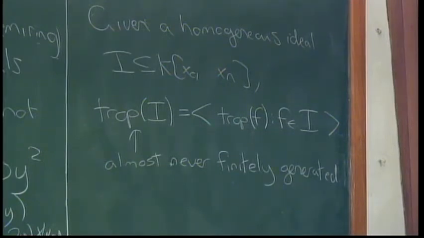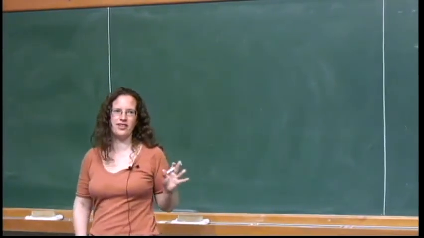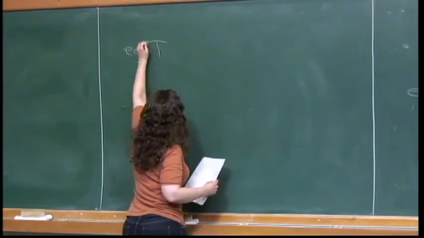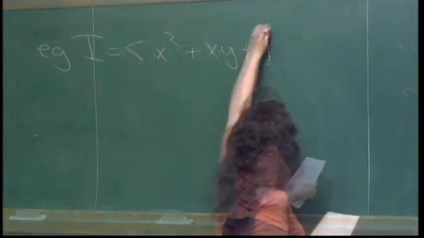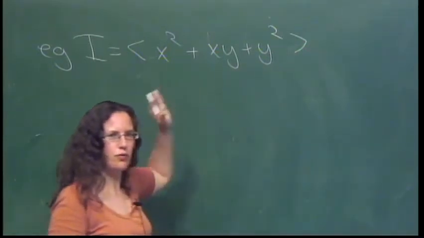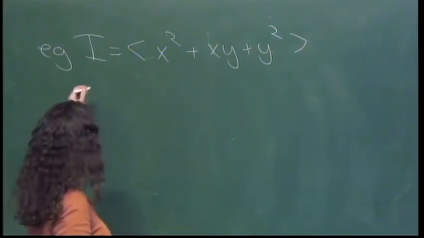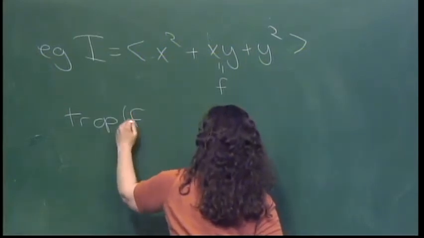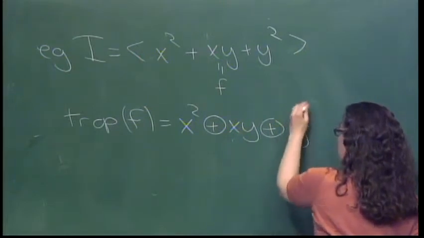So what I want to emphasize, though, is that even if you start with a very simple ideal, this ideal can be a complicated thing algebraically. So here's the most elementary example. If I start with I being x squared plus xy plus y squared, this is a classical ideal before I tropicalize. It doesn't matter what the field is, but it's a principal ideal. So let's call this polynomial f. So then trop f is x squared plus xy plus y squared.